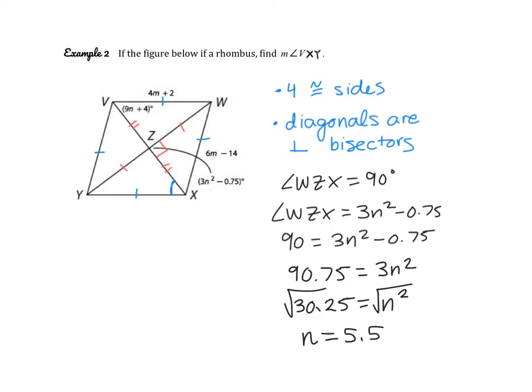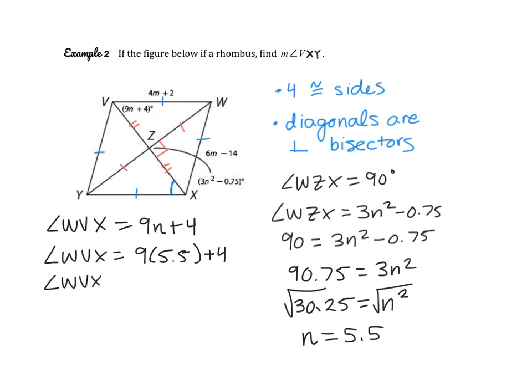5.5. So now that we know what n is, that means that we know what angle WVX is, because we know from the figure that it's 9n plus 4. So we can substitute n with 5.5. And here we get 53.5 degrees. So then last we need to look at what we're actually trying to find, which is angle VXY.